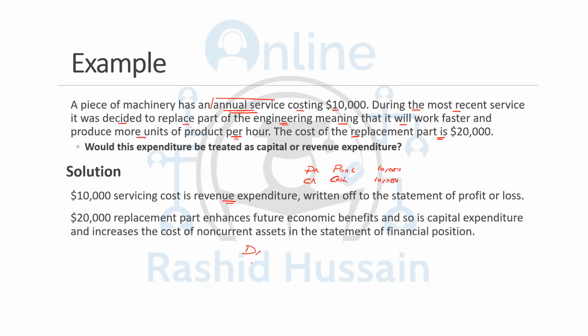So the double entry is going to be debit asset. That means you're going to capitalize it by $20,000 and credit cash by $20,000. So the first expenditure should be expensed out because it's revenue expenditure related to the service, which is something related to the maintenance. And the second is increasing the efficiency of the asset, and also it is increasing the production. So it is regarded as the capital expenditure and it should be capitalized.